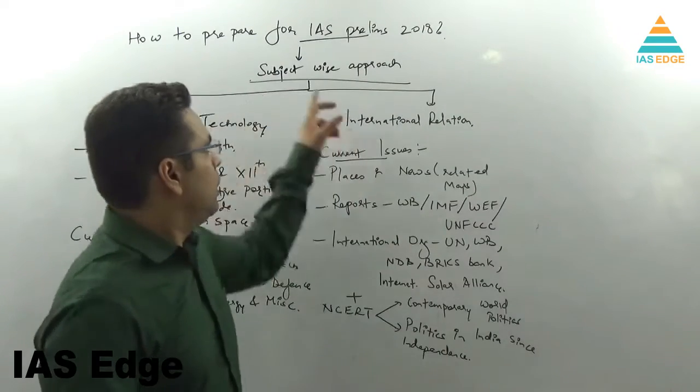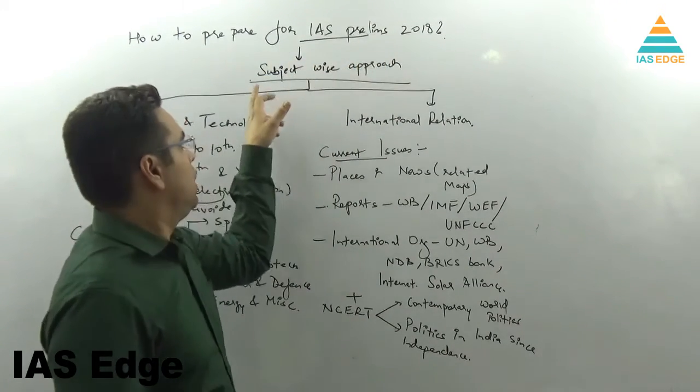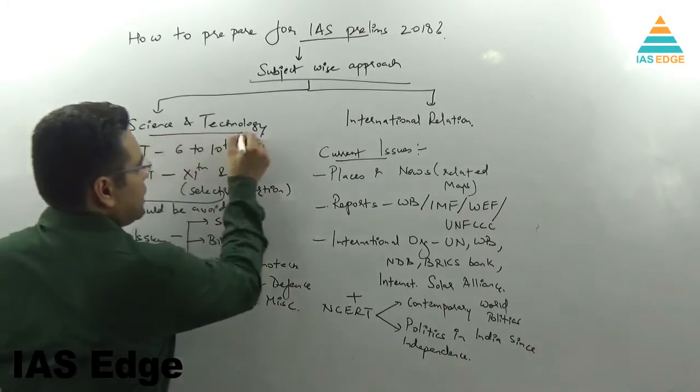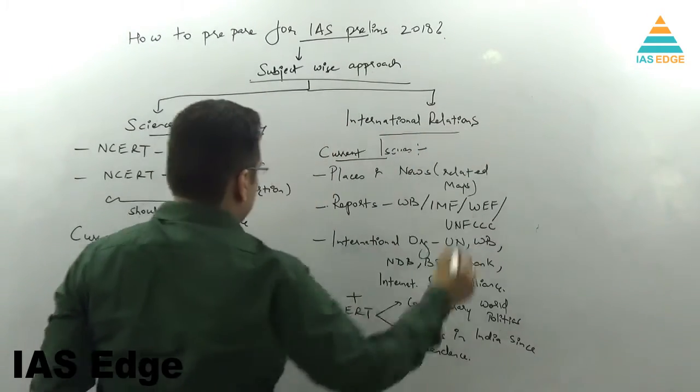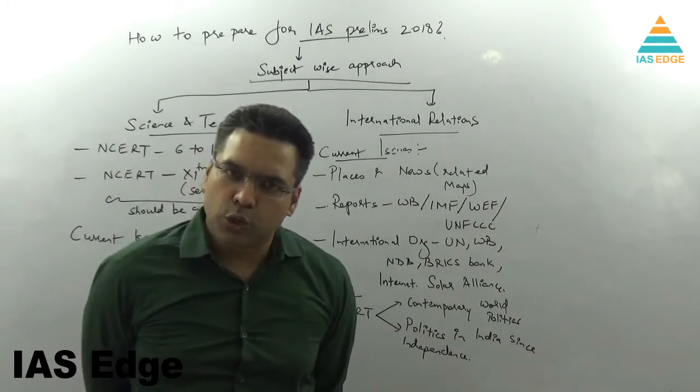Hello friends, this is the fifth video in the how to prepare for IAS 2018 subject-wise approach. In this video we will cover science and technology and international relations. Science and technology is again a very important and grey area in the UPSC examination.